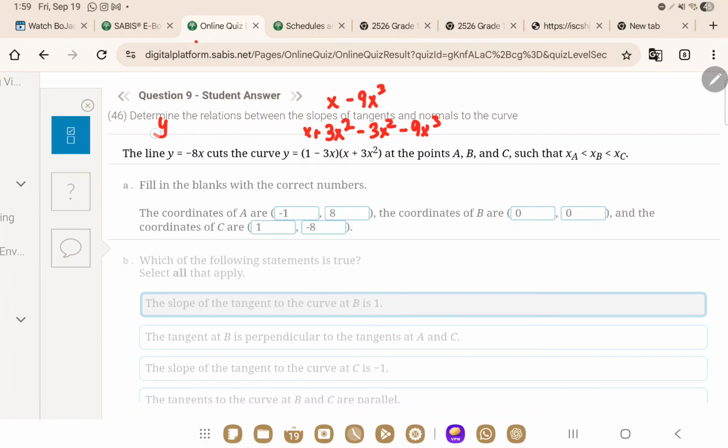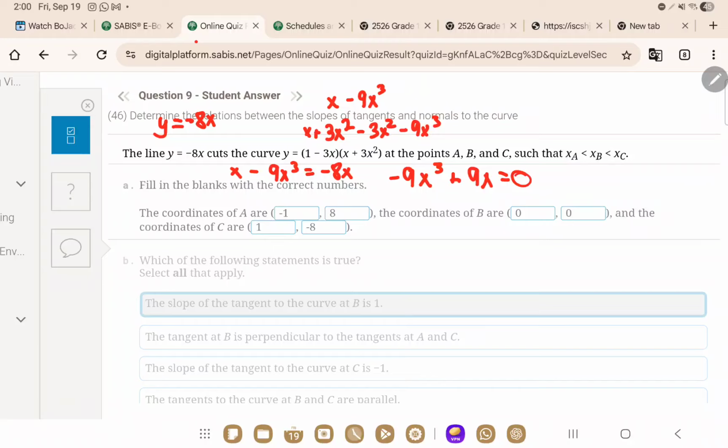We also have this equation. If they're intersecting at a point, this is -8x, so you have to equate them to each other. So x minus 9x cubed equals -8x, which is -9x cubed plus 9x equals 0.